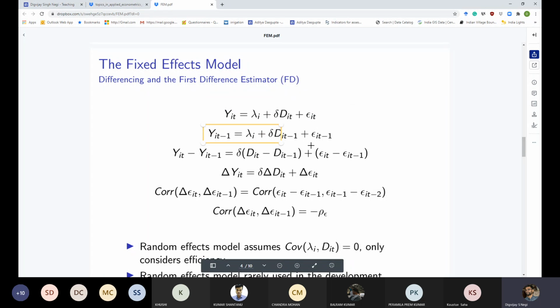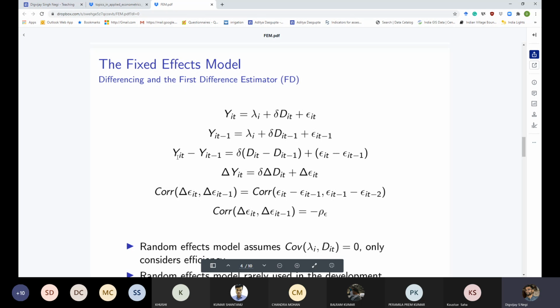Here is the original model that we were working with. You just take a lag of this equation, a one period lag, so t minus 1. This again does not vary over time, so it will remain as it is. Subtract this from this. You now have a difference here, y it minus y it minus 1. Again, these lambda i's get cancelled, and then you have this and this.